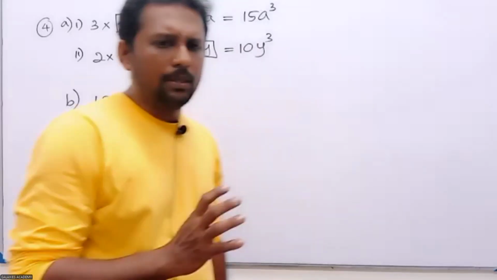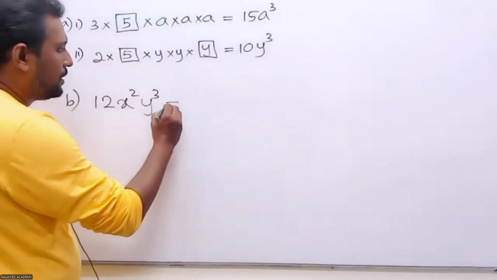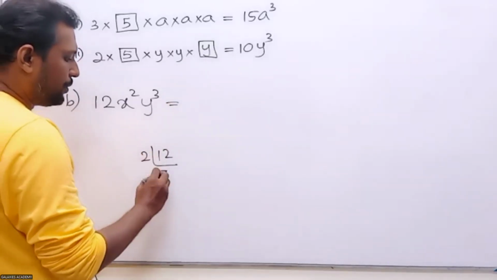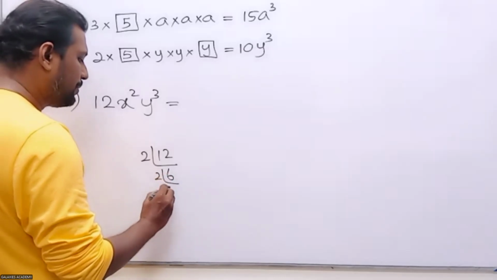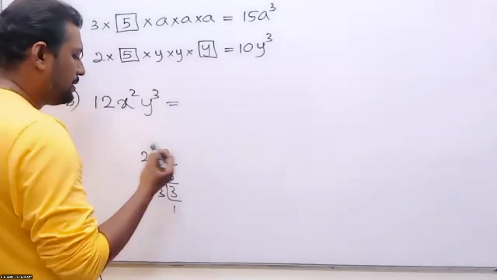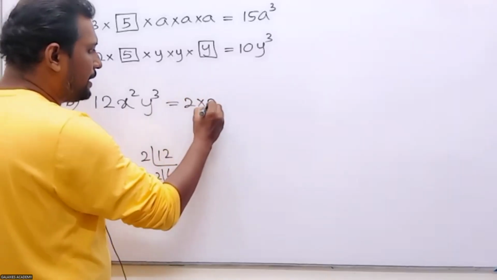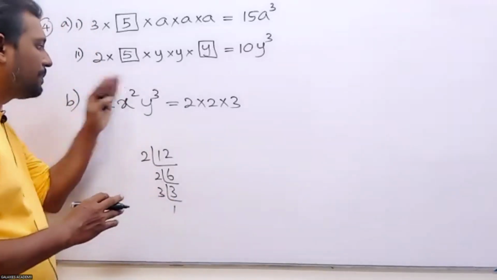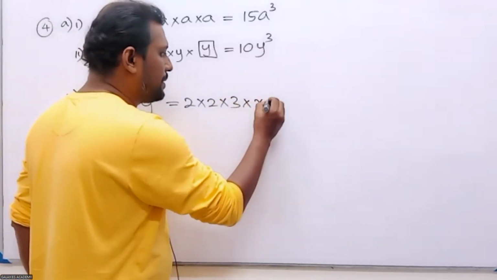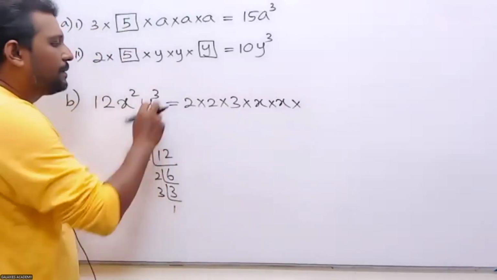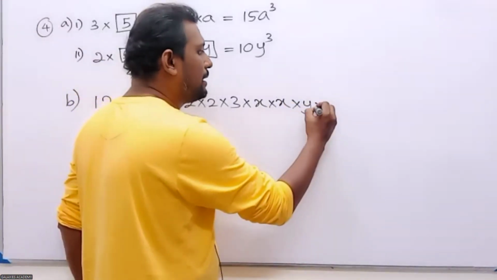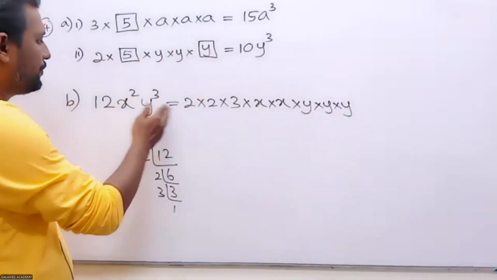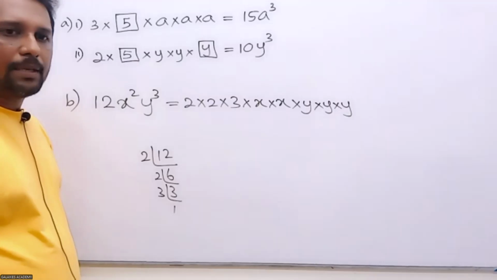Right. 12 how you can write the expanded form? 12 we can divide by the prime numbers. 12 divide to 6, 6 divide to 3, 3 divide 3, 1. So 12 you can write 2 multiply 2 multiply 3. It is the expanded form of 12. Then x to the power 2 we can write x multiply x. Y to the power 3 we can write y multiply y multiply y. This is the expanded form of 12 x squared y cube.